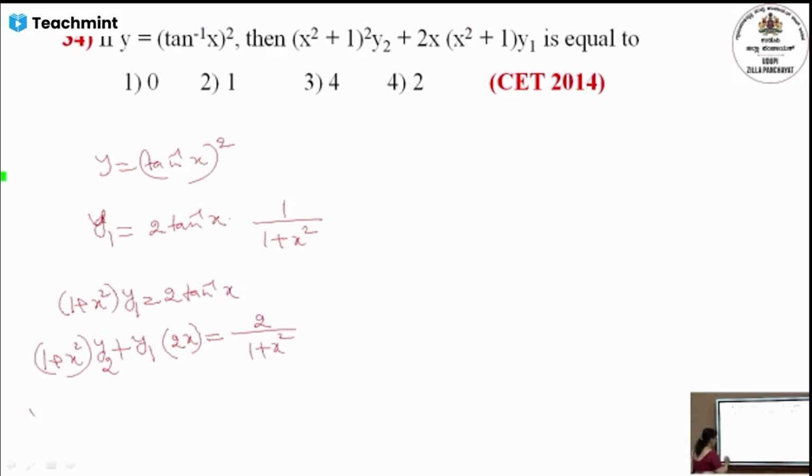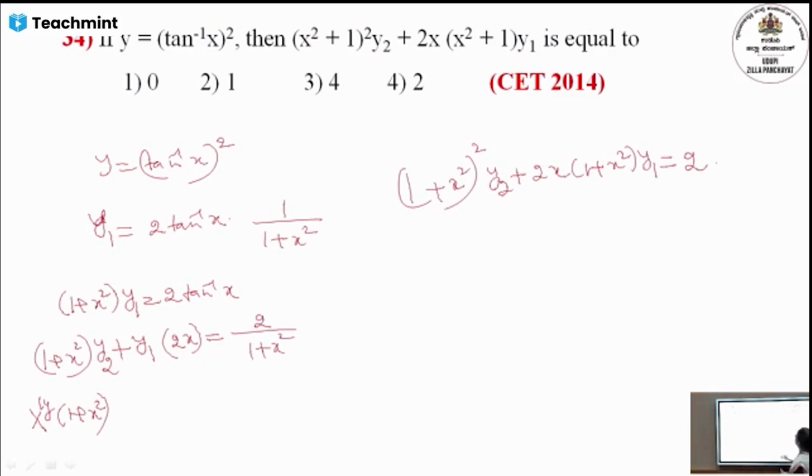Now if I multiply by 1 plus x square, what do I get? 1 plus x square whole square into y2, plus 2x into 1 plus x square into y1 equal to 2. So the answer is what? Fourth option. So what is the technique I have used here? 2 tan x by 1 plus x square.